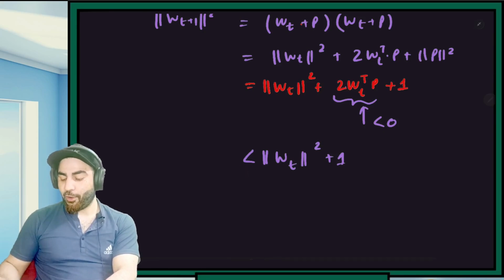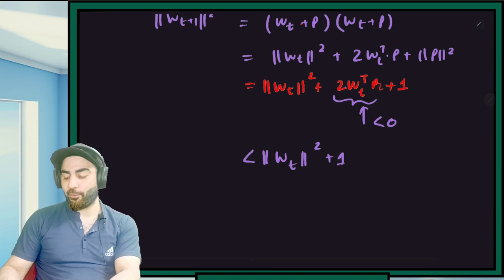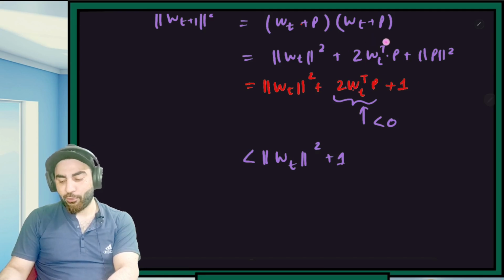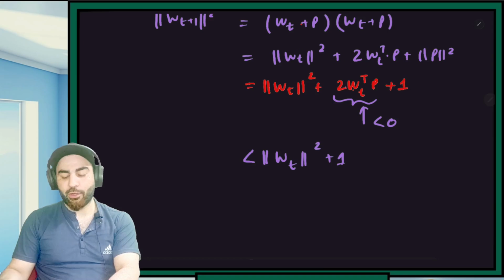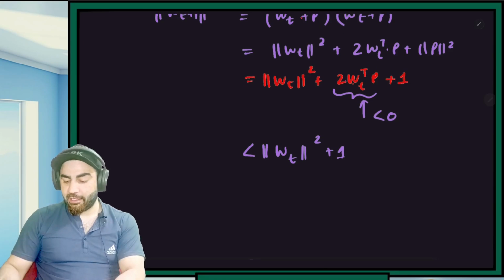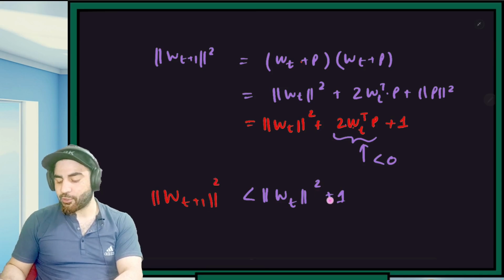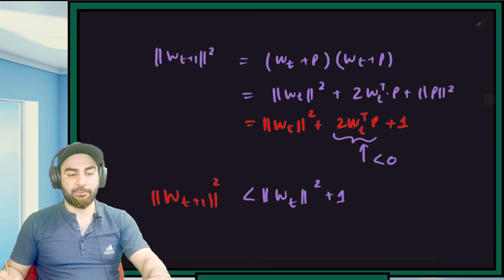How many of you understood this point? Because this was a misclassified point, if you take the dot product of these two, this will be some negative quantity. So this was a quantity which had some negative quantity. If I remove the negative quantity, this quantity will become more. That's why I'm saying this quantity over here will be less than this Wt transpose square plus 1. How many of you agree on this point?